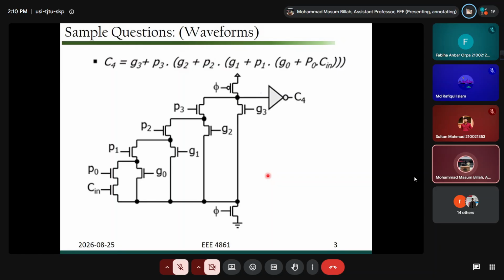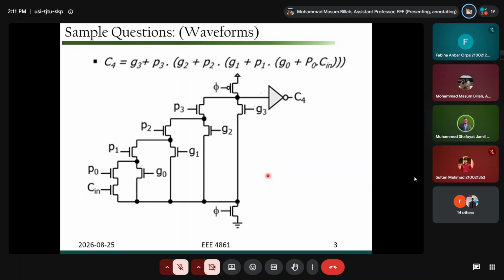If this kind of circuit is given in the exam, you have to study both, either using a waveform, how to get the C4 waveform given all the input bits, from G naught and P naught, C input, to G3 and P3. And obviously clock is an important issue, right? Without clock, there should not be any sort of C4, right? So you have to be careful. This is one of the examples you can try before going to the exam.